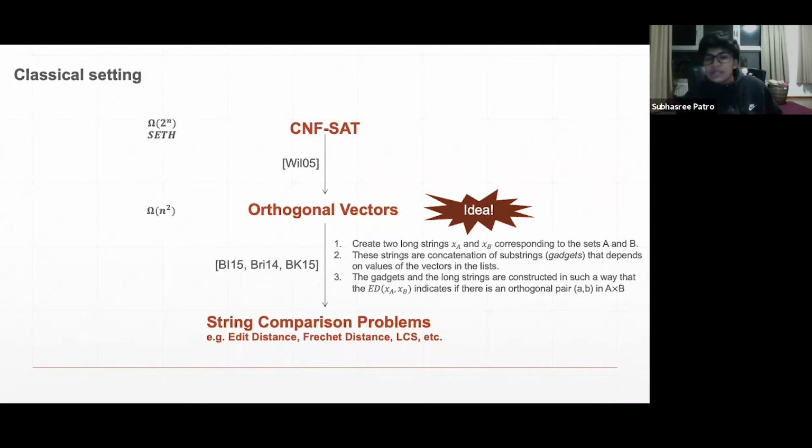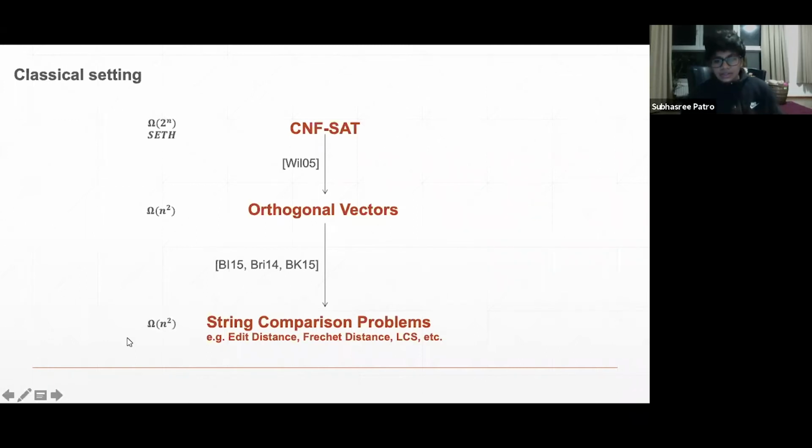Now, what they do there is, remember, orthogonal vectors had two lists, right? It had a list A and it had a list B. Now we create two long strings, which are XA and XB, corresponding to these sets. What these strings contain is actually something called gadgets, which only depend on the values of the vectors in these lists. Okay. Now, this whole thing, the gadgets and the strings, are constructed in such a way that edit distance or Fréchet distance or LCS between these two long strings, the value, indicates whether an orthogonal pair exists or not.